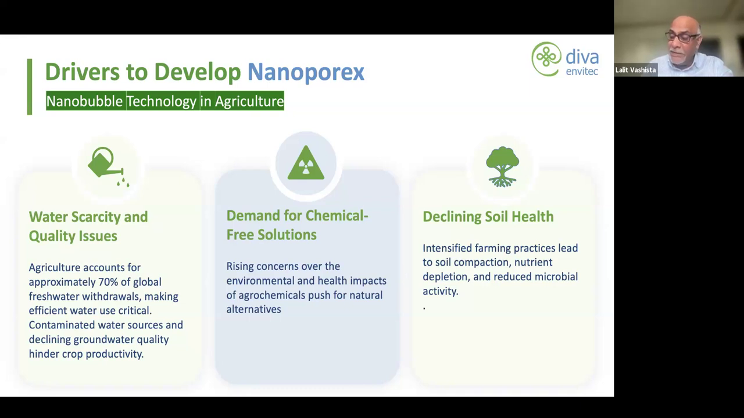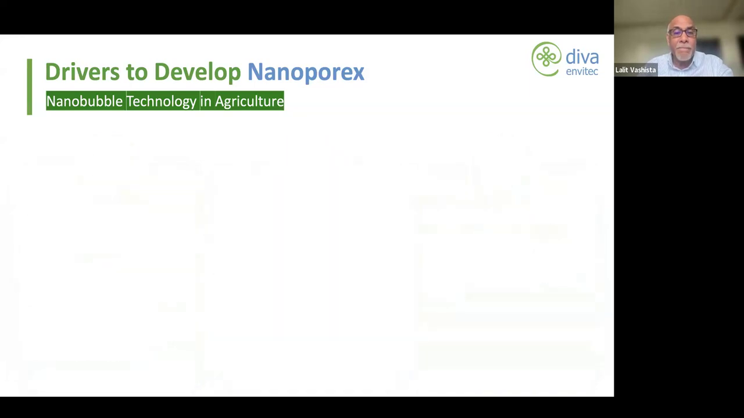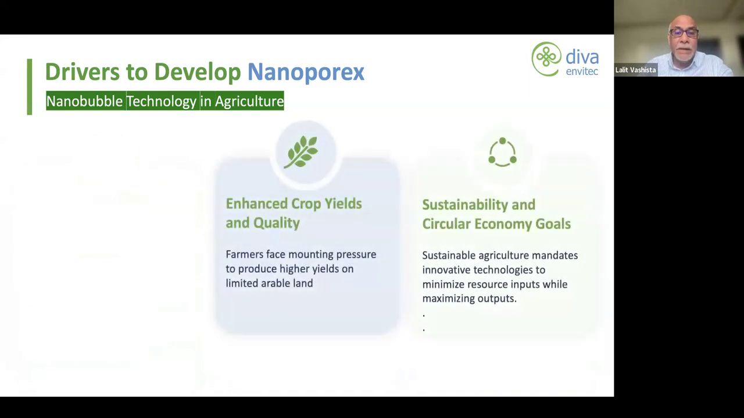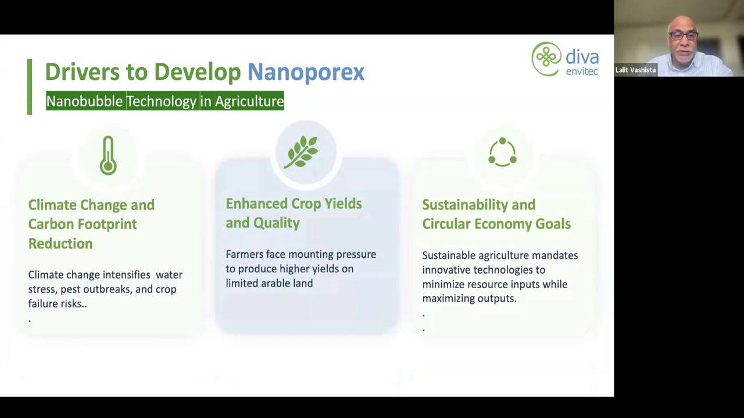the consumption of fertilizers is very high. Over the years, we have seen a decline in soil health. Then we have enhanced crop yields, which is a common requirement of the farmer so that he can improve his profitability, and sustainability and circular economy goals, which are required in agriculture. And finally, climate change and carbon footprint reduction is what we are targeting as a company.